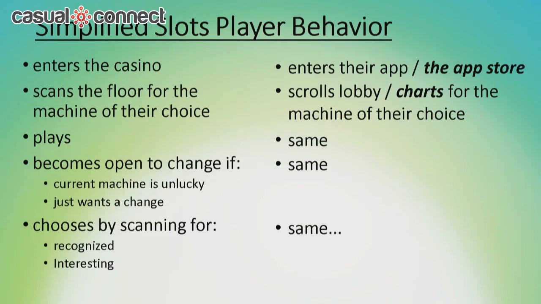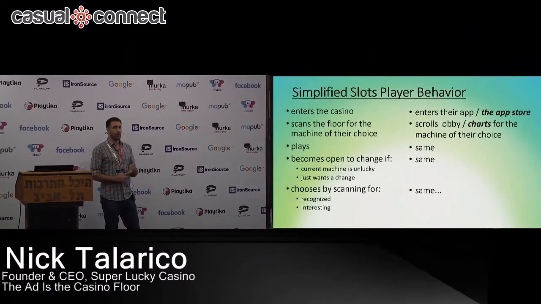Then they play. They become open to change typically if they feel like they're going on an unlucky streak or if they just want change. Sometimes people get bored and they want something new to play. And then they choose a new one by scanning for either something recognized that may have been lucky for them in the past or that just looks interesting. So the looks interesting part is really important as we all design new slots games, new slots mechanics, just things that really catch the eye and the appeal of slots players.